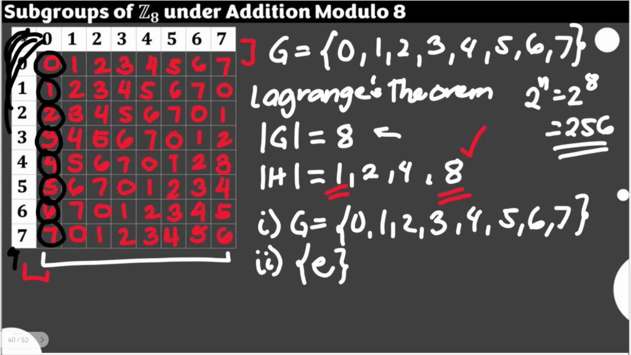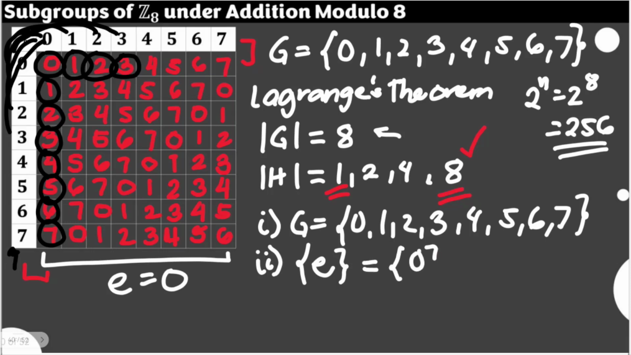At the same time, if we have 0 operated by 1, it's just 1. 0 star 2 is 2, 0 star 3 is 3. So basically, we have guaranteed here that our identity element is equal to 0. So our second subgroup, meaning the subgroup with order 1, is the subgroup containing the identity element. So it's actually equal to the set containing 0.